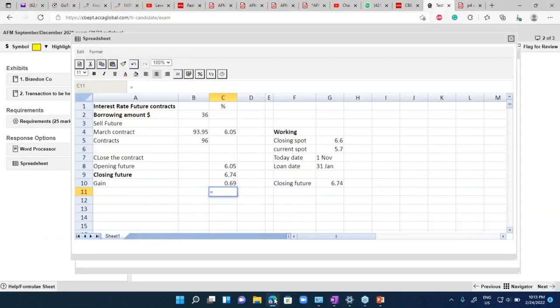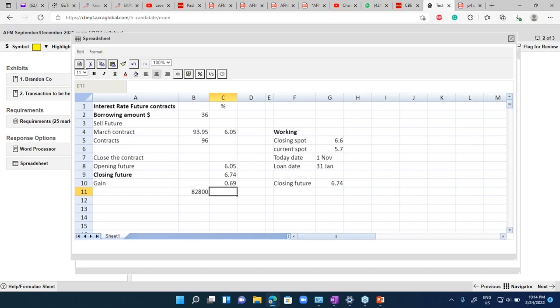Tick value will be 12.5. So 69 is the number of ticks. Divide the 0.69%, it is in percentage, with 0.01%, that is 69 ticks, into tick value 12.5 into number of contracts 96. So 82,800 is the gain.